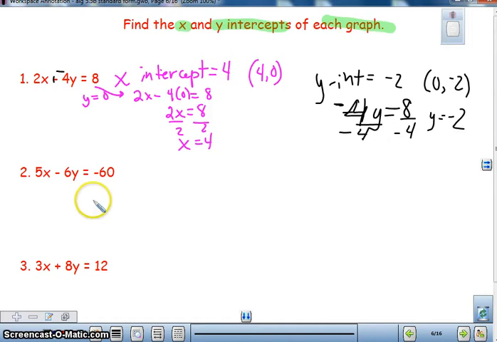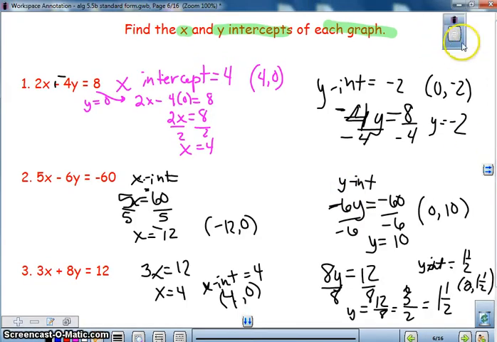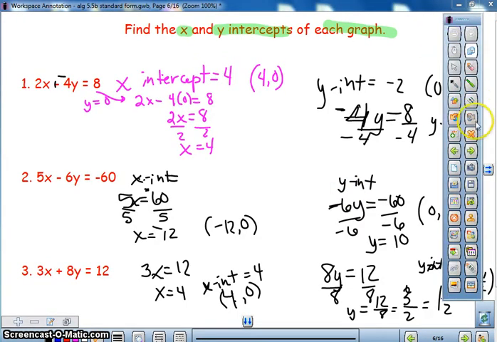I would like you to try number 2 and number 3 right now. The thing in number 3, you will get a fraction for your y-intercept, but it's not wrong. We're going to keep it as a fraction, or you could change it to a mixed number. Pause the video, and then you'll see my answers. You can now see some of the answers that I put up for you.